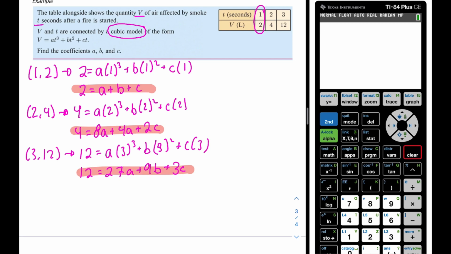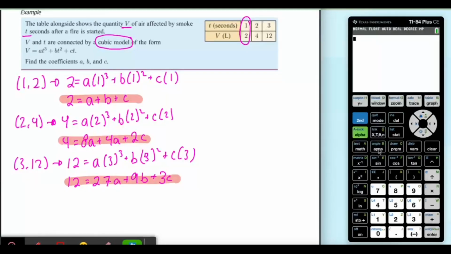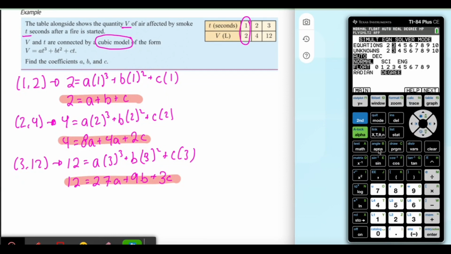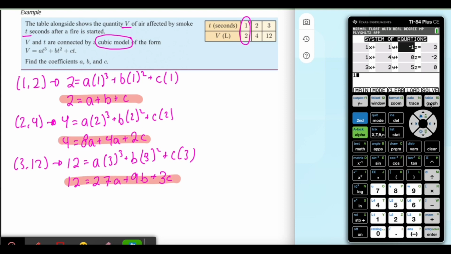And they're all in the format that I can use the app in my calculator to solve this. So I'm going to go to apps and I'm going to find my polysim 2 simultaneous equations. Now I have 3 equations, 3 unknowns, and I'm going to click on next. My first equation, all the coefficients are 1 in front of the x, y, and z. X, y, and z refers to A, B, and C in our situation, and all of that is equal to 2. My second equation, I have 8, 4, and 2, and that is equal to 4.